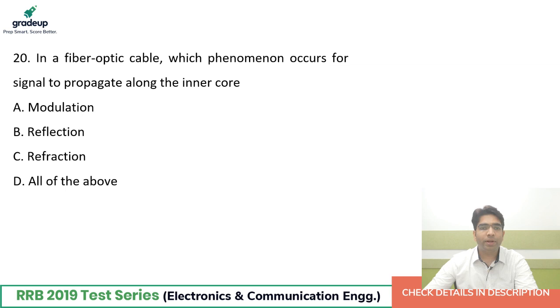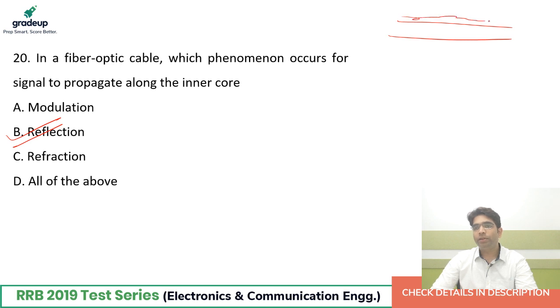In an optical fiber cable, which phenomenon occurs for the signal to propagate? Modulation, reflection, refraction, all of the above. Yes, it is reflection. Total internal reflection is required. Inside the core there is cladding. Here you have cladding. In the core there is total internal reflection.